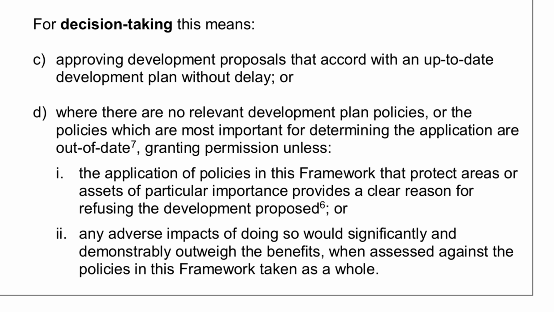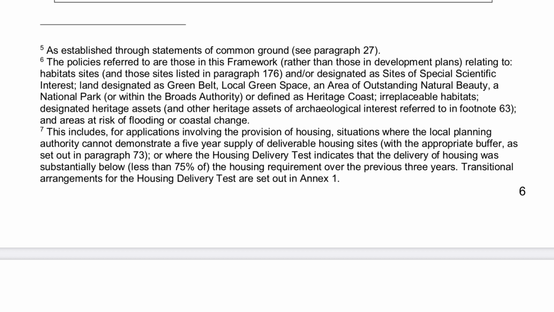So that's relevant policies. Looking at most important policies and the circumstances in which those will be out of date, the first point to note of course is footnote 7. So where the application involves the provision of housing, the most important policies will be deemed to be out of date if the local planning authority doesn't have a 5-year housing land supply, or applying the housing delivery test, it's delivered substantially below the housing requirement over the previous 3 years.